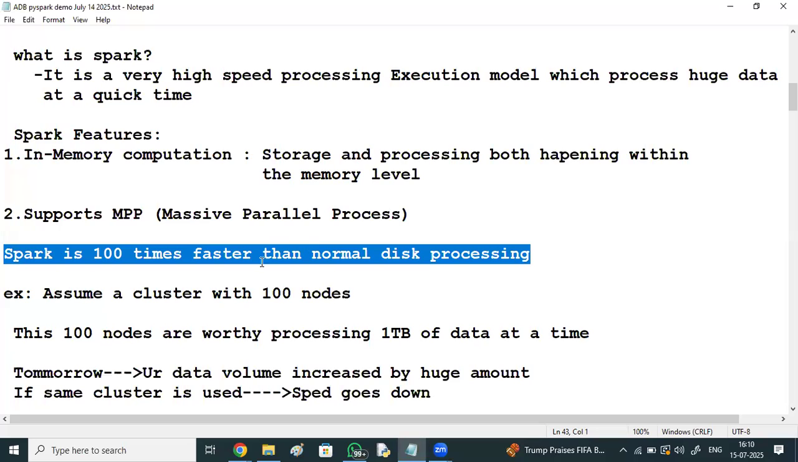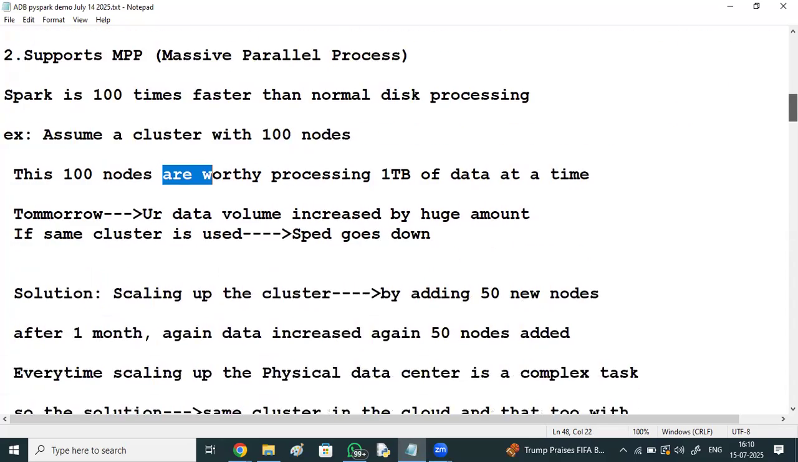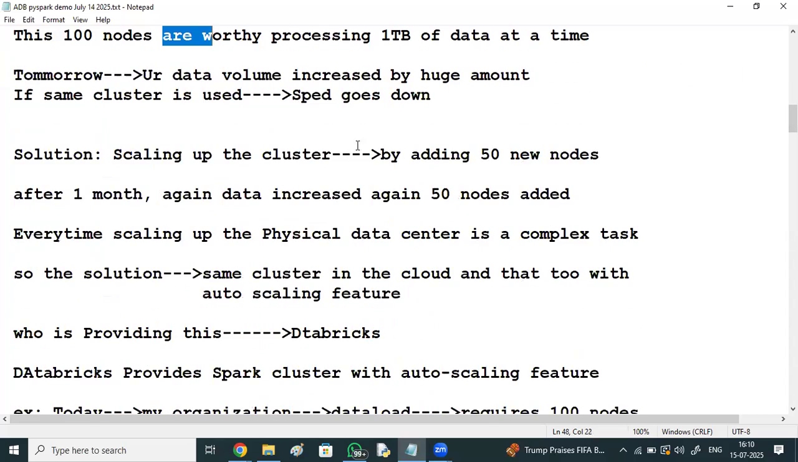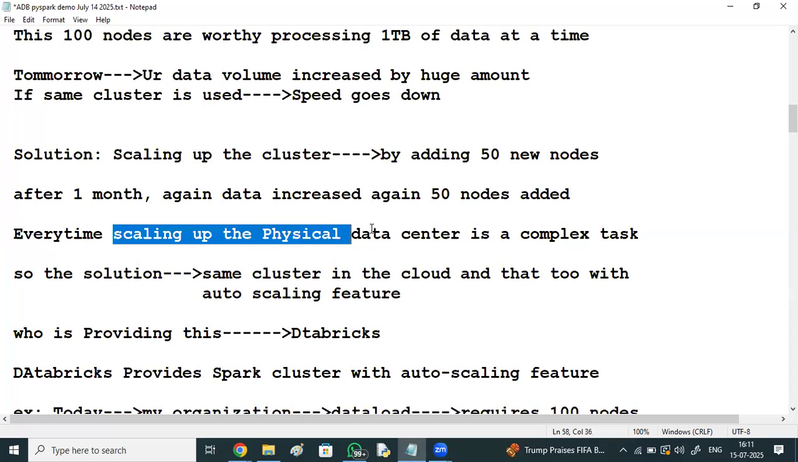Assume you have a cluster with 100 nodes, processing 1 TB of data at a time. Tomorrow your data volume has increased by a huge amount. If you use the same cluster, your speed goes down. Solution: scale up the cluster by adding 50 new nodes. Again, after a month the data increases, and again you add 50 more nodes. Every time, scaling up the physical data center is a complex task.